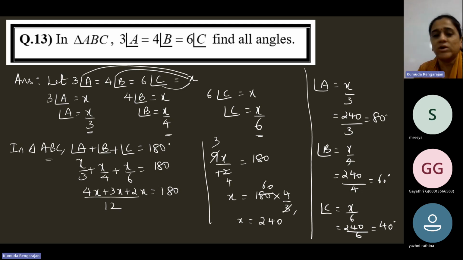Now let's see the angles. What is angle A? X by 3. 240 by 3, 80 degrees. What's angle B? X by 4, 240 by 4, 60 degrees. And what's angle C? X by 6, 240 by 6, which is 40 degrees. X is 240, which is more than 180. But that's not any angle of the triangle ABC. That's only the value of x. So these are the three angles of the triangle.